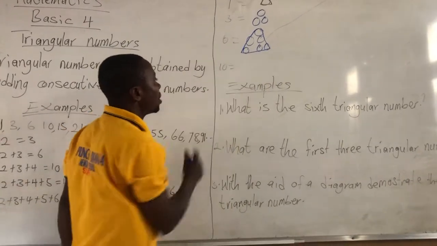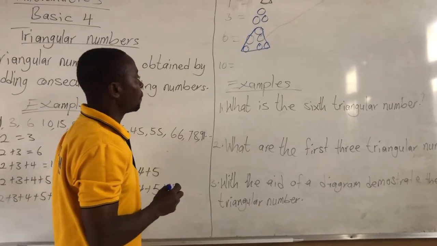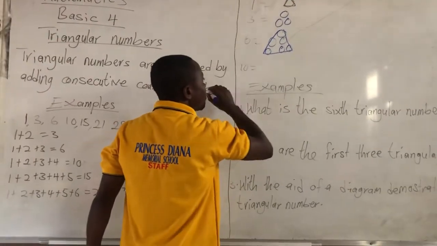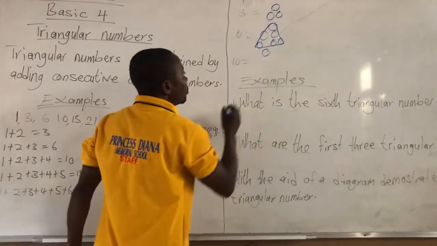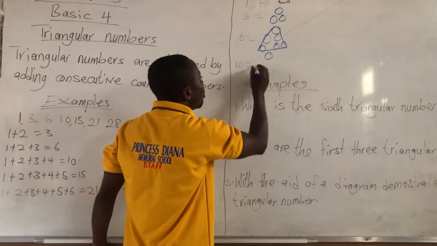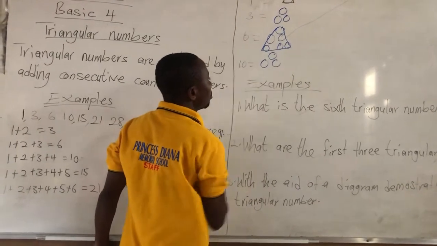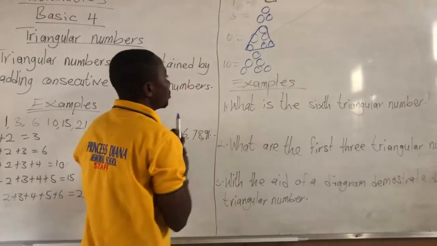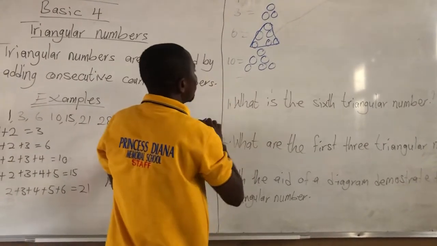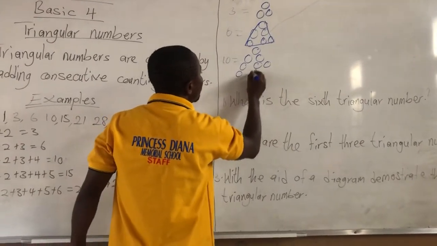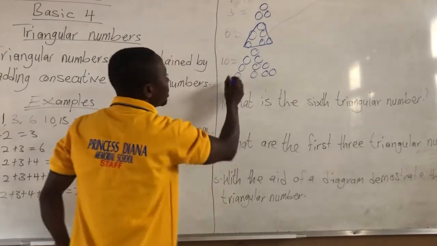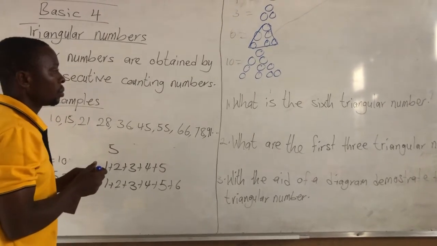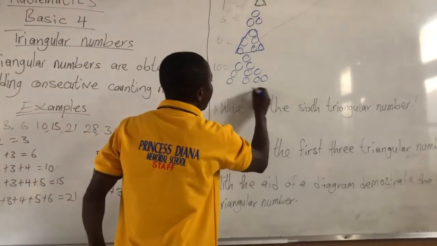Then let's move to the 4th triangular number. The first is what? 1. We start from the counting numbers. The first counting number is what? 1. We are drawing up to about 4. So the second one will be 2. 1, 2. The third one, 1, 2, 3. Then the fourth one we got 1, 2, 3, 4. You can see that it's in the form of what? Triangle. It's in the shape of a triangle. Good. Now let's take some examples.